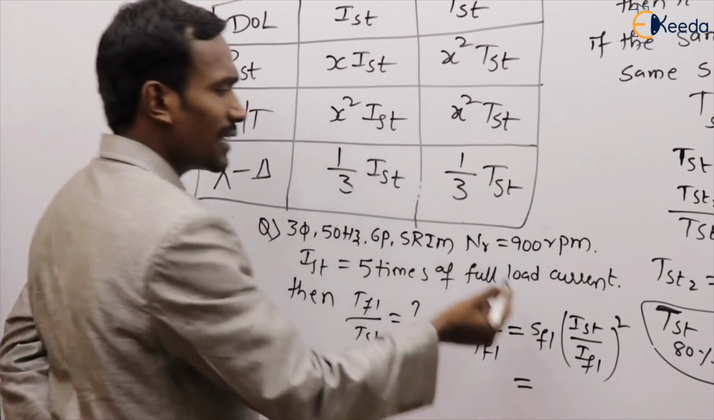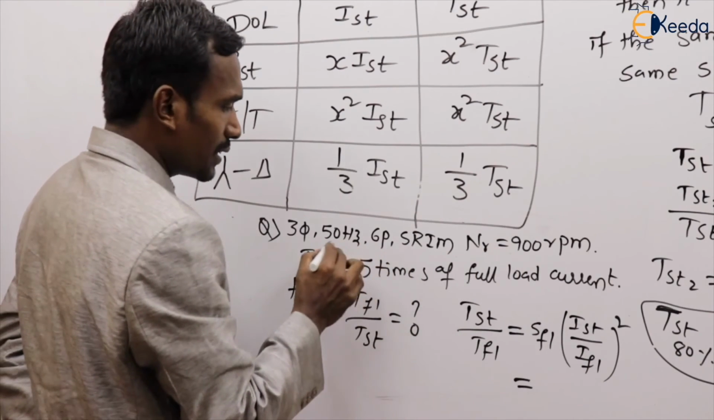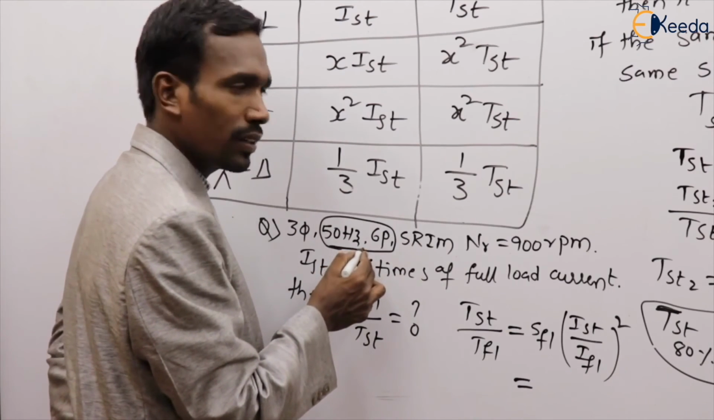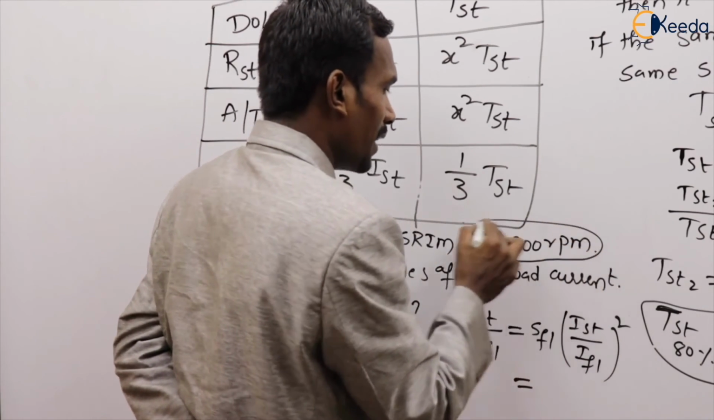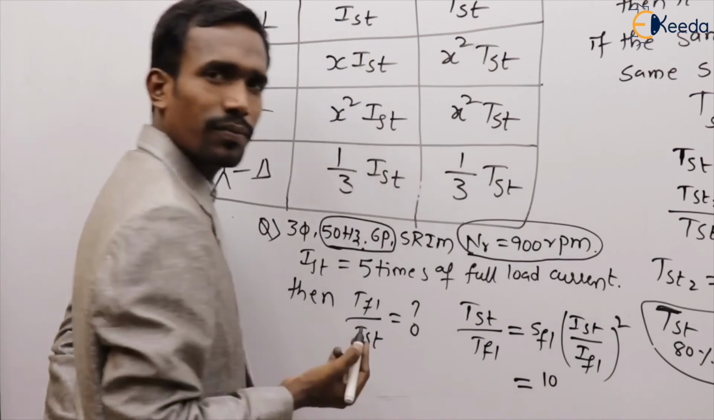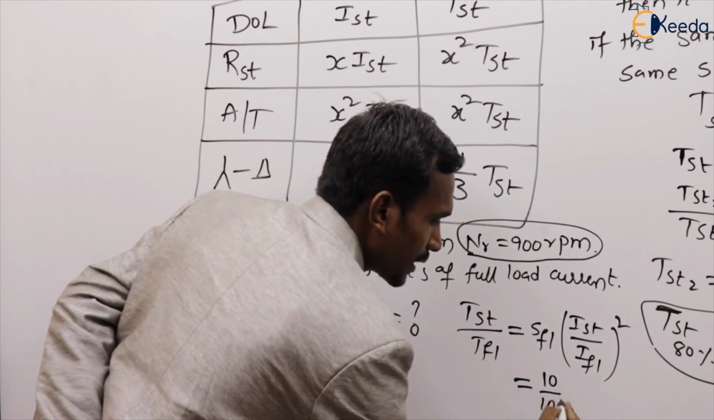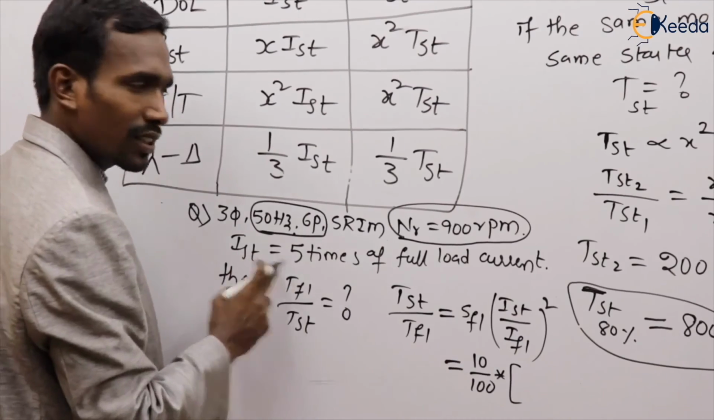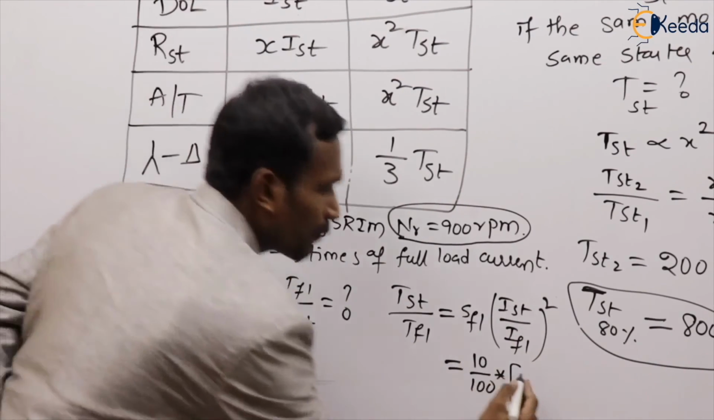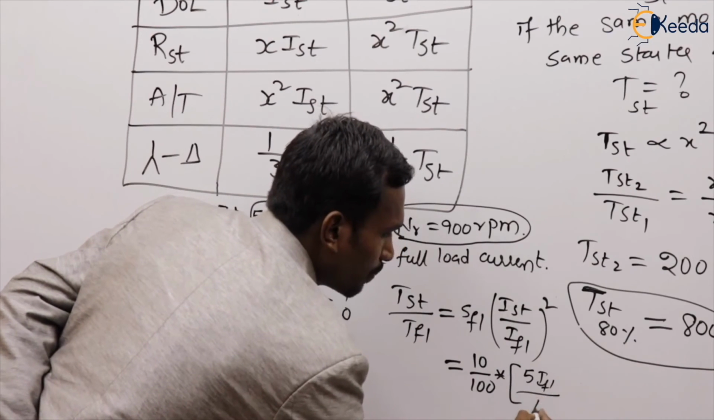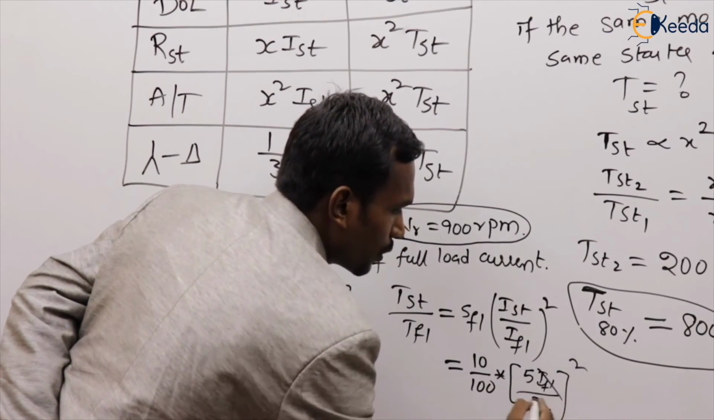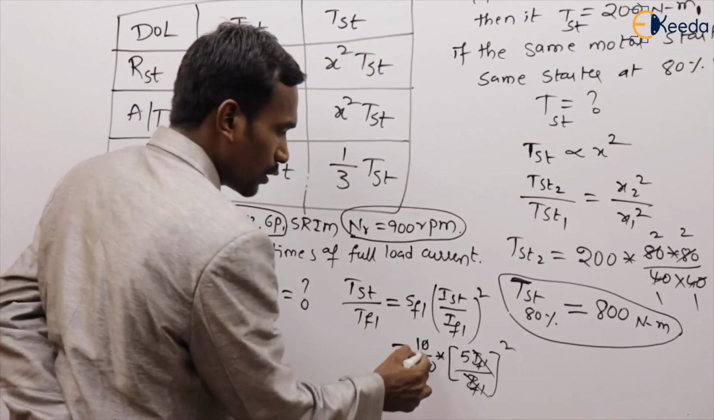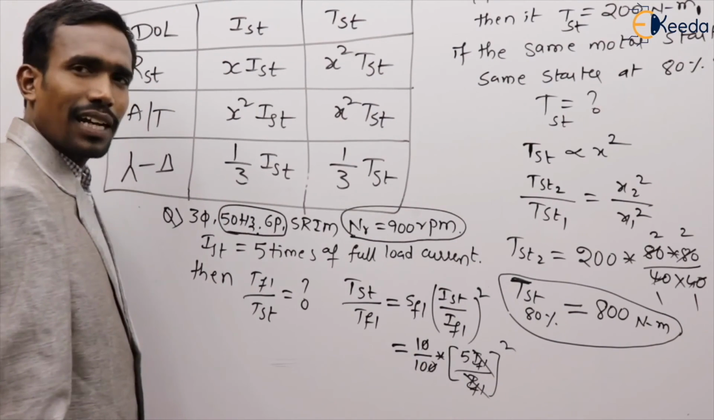Now, in this formula, what is the slip at full load? See, this is a 6-pole 50 Hz machine, so the synchronous speed is 1000 RPM. Synchronous speed 1000, rotor speed 900. So slip is 10%. 10% into the starting current, which they have given as 5 times the full load current, by the full load current whole square. Full load current gets cancelled out.